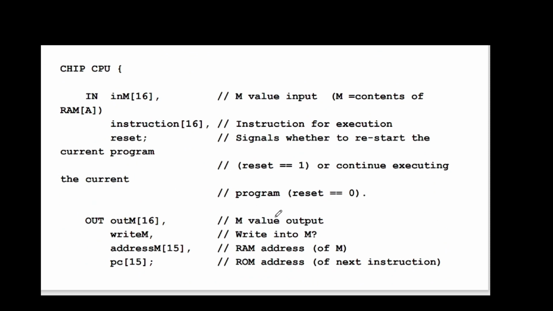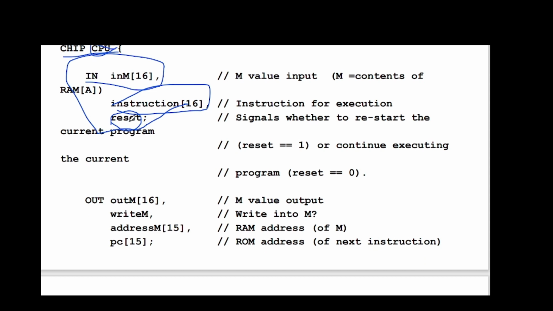Now the implementation of the HDL code is the following. Here we declare the chip name as CPU. Here we have all the inputs: inM, which is the input from the data memory, instruction, which is the input from the instruction memory, that is A instruction or C instruction, and reset is the signal whether to restart the program or not. It is a single bit input.